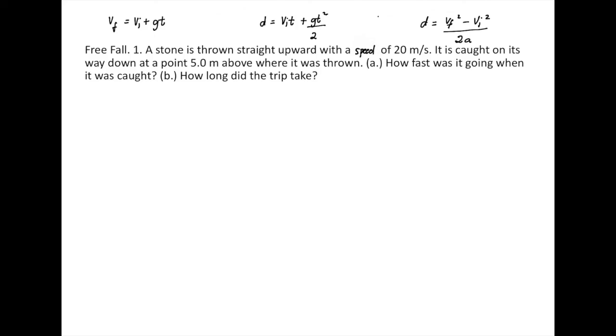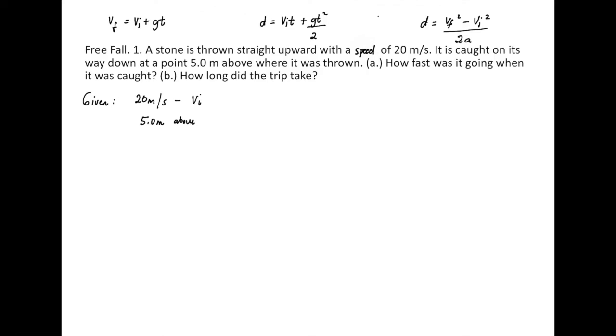Now, let's first start with our givens. Our given here, we have 20 meters per second as our initial velocity. And what's the other given? We have 5 meters above where it was thrown. So 5 meters above where it was thrown.